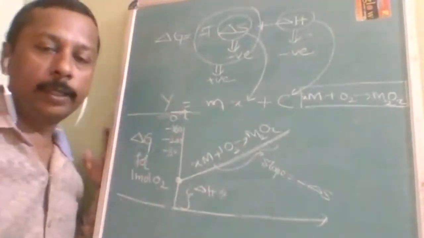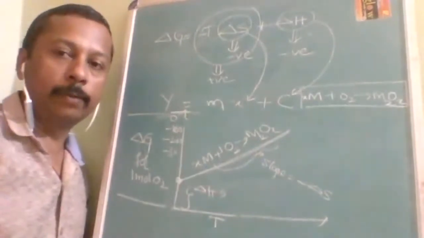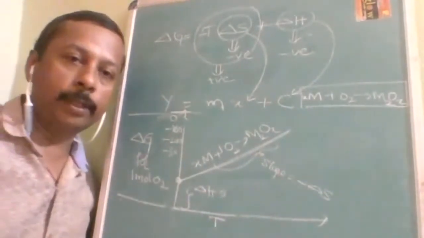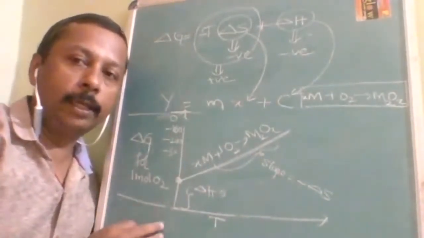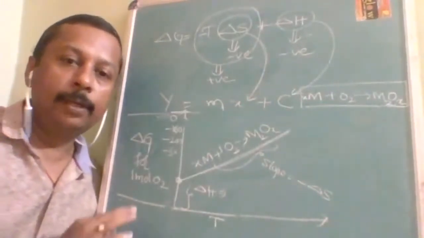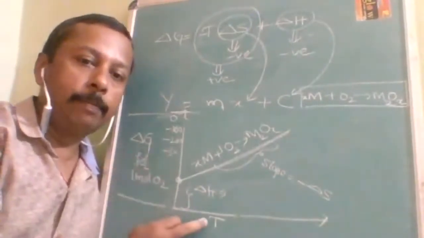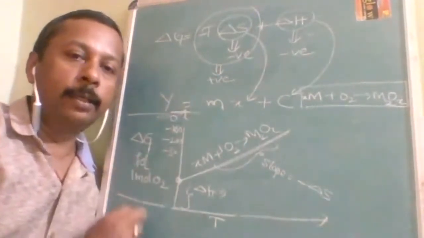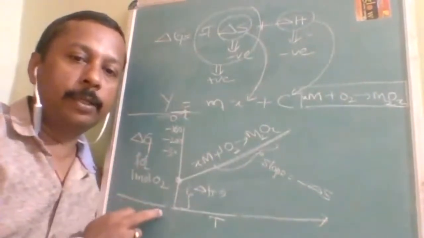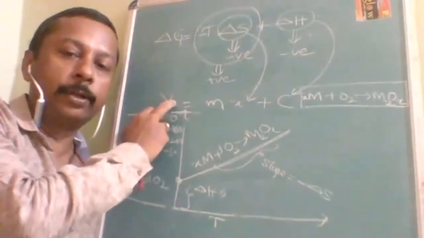Ellingham diagram. And what I have to take over here is temperature. So this is the Ellingham diagram basics. The Ellingham diagram is a graph drawn by taking delta G on the y-axis and temperature on the x-axis. And delta G will not start from 0, it is some negative value. 0 will be somewhere on the top.